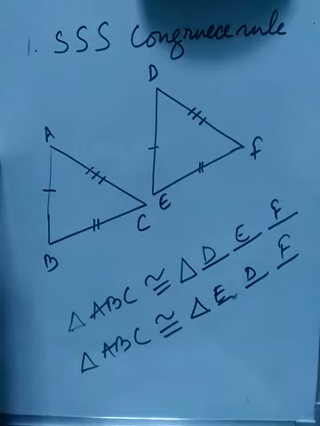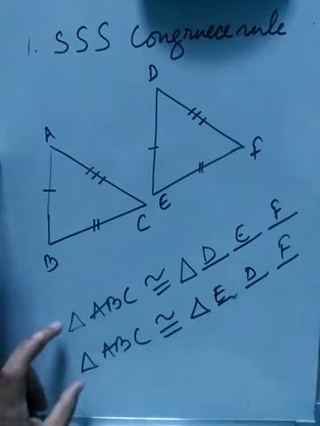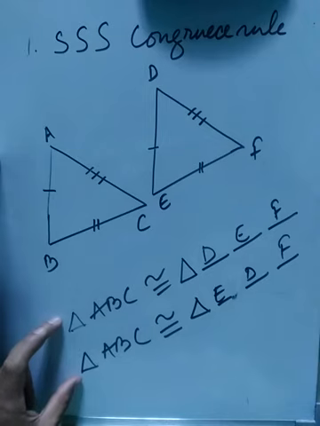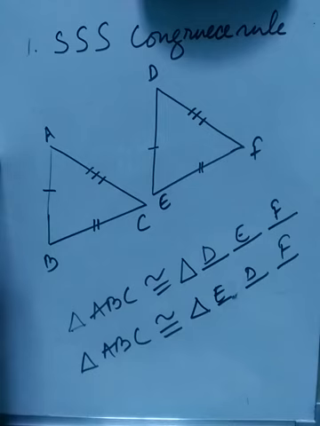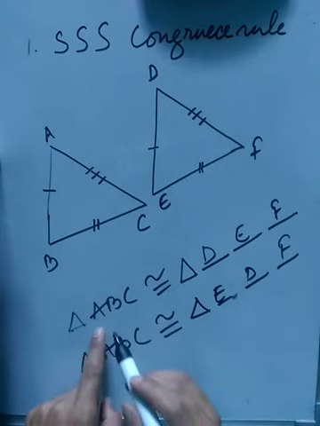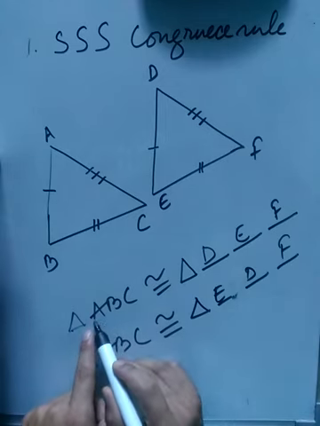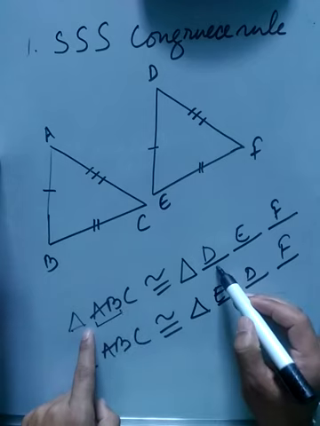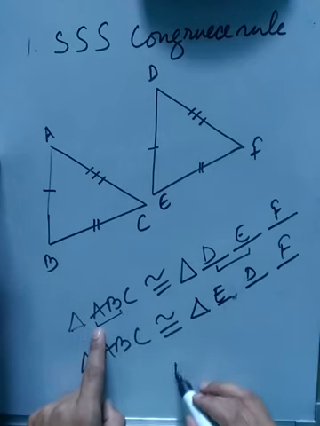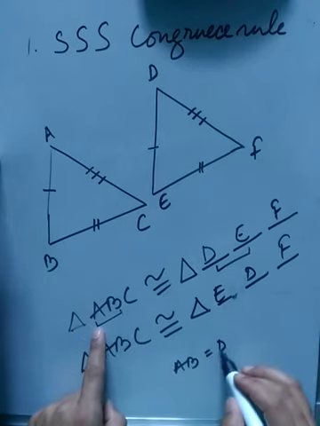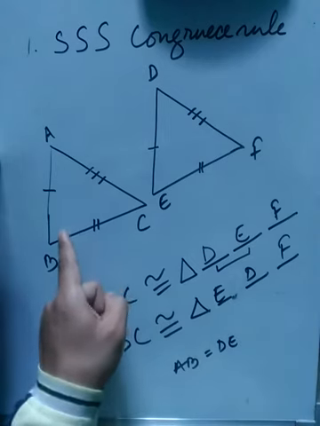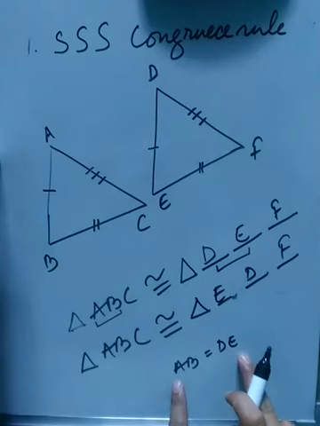Then here remaining F. Now my question is, will these two be correct? It will not be correct. So let us see one by one. Let us compare the first one. Side AB is equal to side DE. So AB equal to DE. It's correct still.